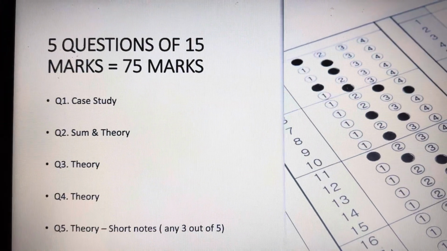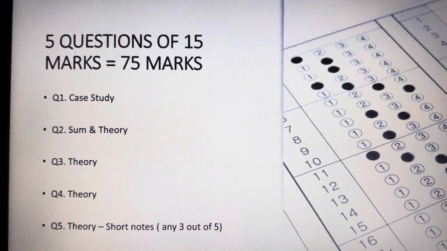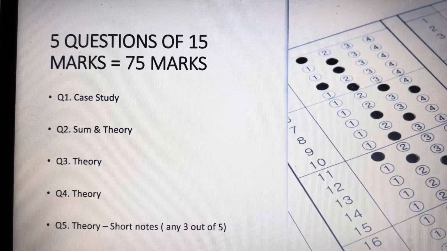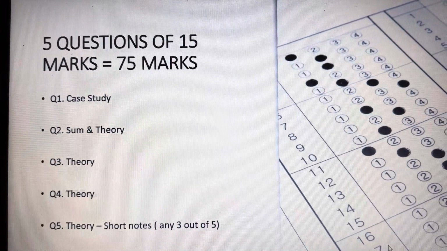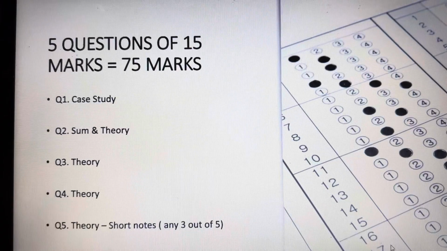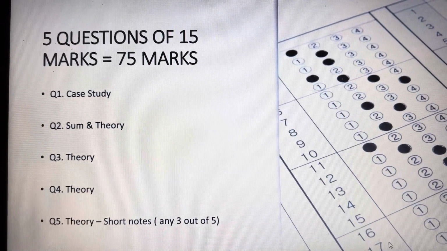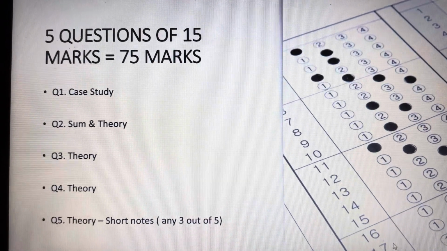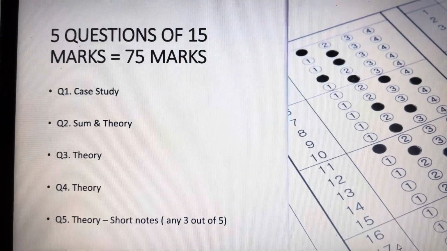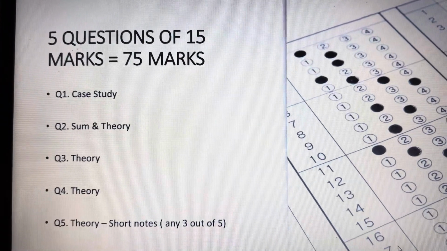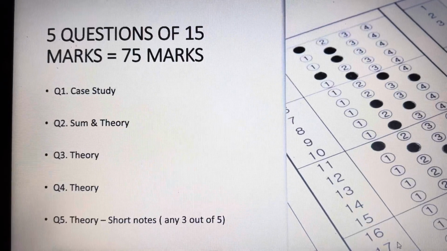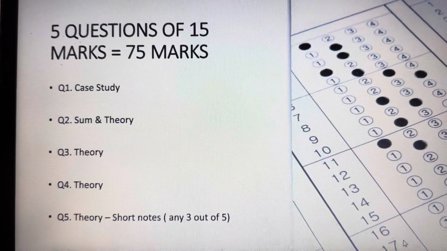As usual, the paper pattern: 5 questions, 15 marks each, which is a total of 75 marks. First question is the case study. Question 2 involves the sum and theory questions. The sum is the mean, median, mode, range sum. 3, 4 and 5 are theory questions. Question 5 has short notes, any 3 out of 5.